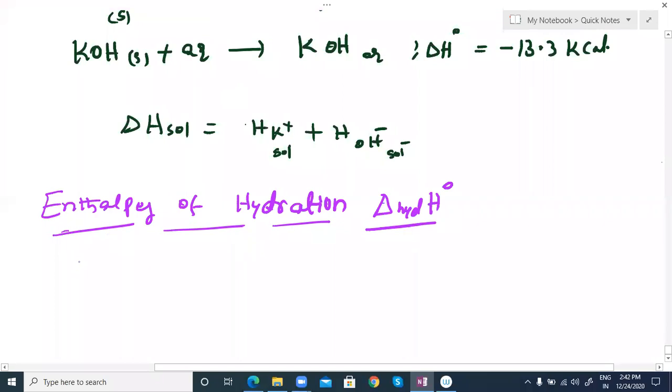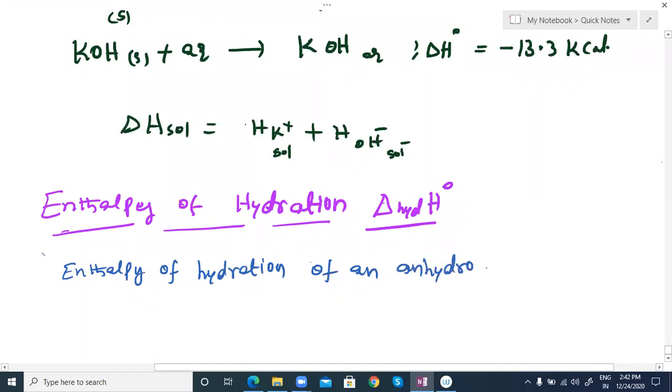Enthalpy of hydration of an anhydrous salt. All the principles are the same, sir: delta H is product minus reactant. Only in very few cases, where bond energy is given, is delta H reactant minus product. In all remaining cases, it is product minus reactants.